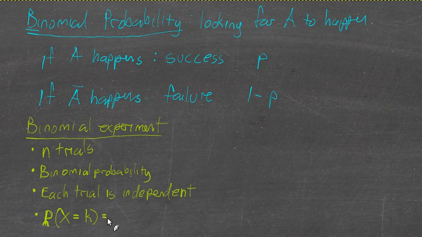So k is the number of times we want to succeed. The probability of this is equal to n choose k, nCk, times the probability of success to the power of k times the probability of a failure to the power of n minus k. Like, whoa, that seems crazy.